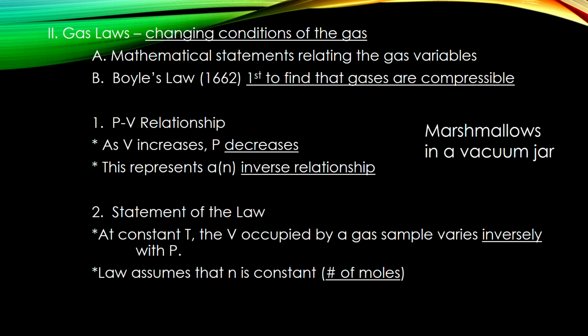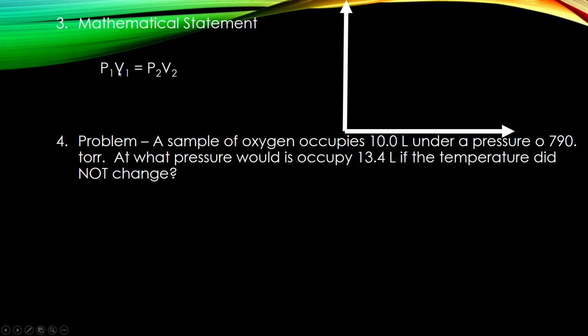So the law basically states that at a constant temperature, the volume occupied by a gas sample varies inversely with the pressure. It assumes that the number of moles, that's what n represents, is constant. So we don't add more gas or anything. We keep that the same. All right. So the mathematical statement is that P1V1 equals P2V2.